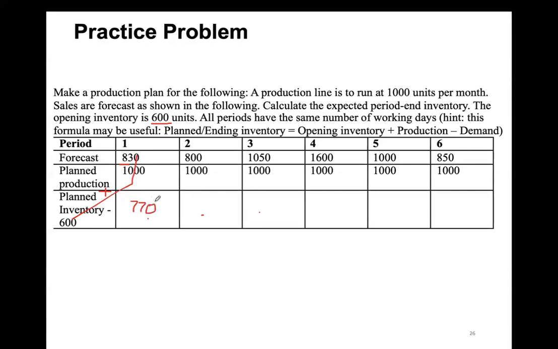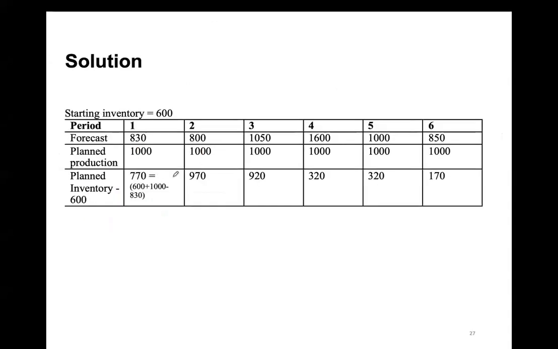And for the next one, 770 plus 1000 minus 800. So this one is going to add and this one is going to be subtracted. So 1770 minus 800, and that will be 970. So here is the answer: 770, 970, and then 920. So 920 plus 1000 minus 1600, and that will give us 320.